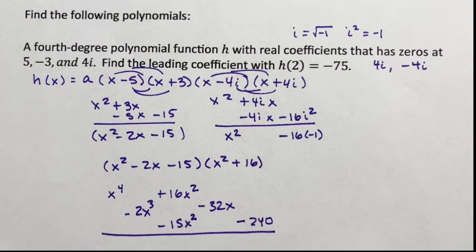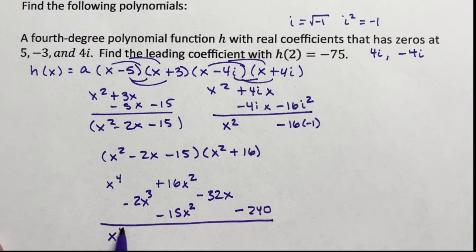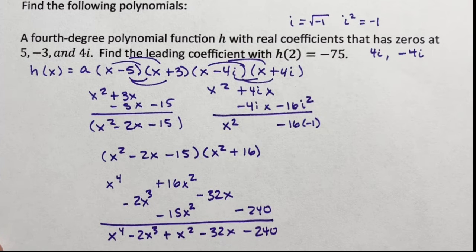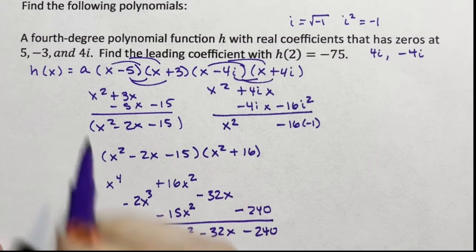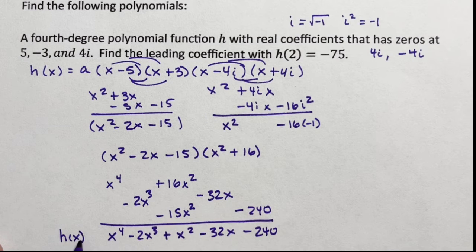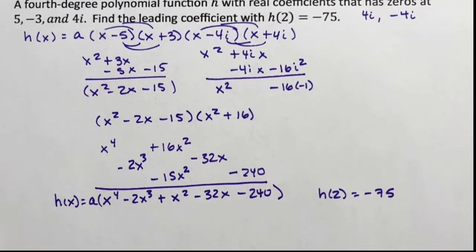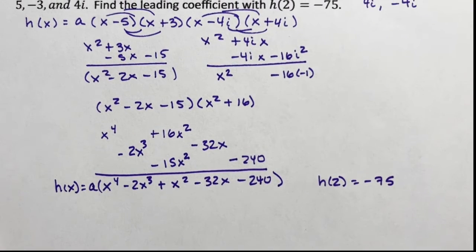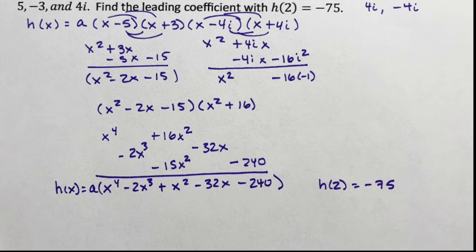When I add down, I'm going to get x to the fourth minus 2x cubed plus x squared minus 32x minus 240. All right, so if we look at our original, that means h of x equals a times all of this. But we also know h of 2 equals -75. So this is where we are in the entirety of the process. And the question is, what is a?